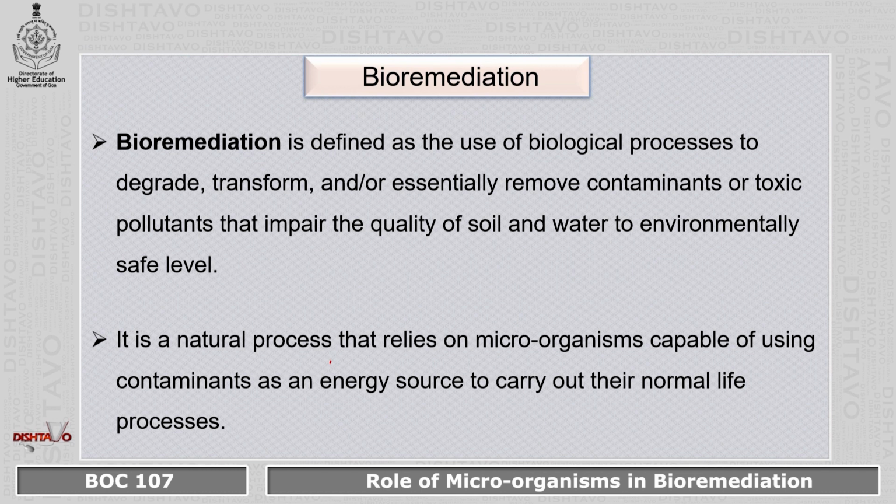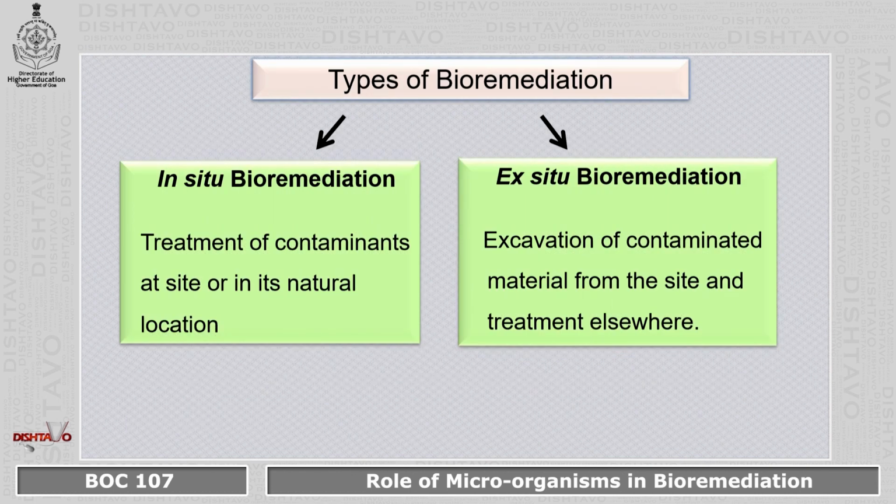Coming to bioremediation, it is defined as the use of biological processes to degrade, transform, and remove contaminants or toxic pollutants that impair the quality of soil and water in an environmentally friendly manner. It is a natural process that relies on microorganisms capable of using contaminants as an energy source to carry out their normal life processes. It is of two types: in situ bioremediation and ex situ bioremediation.